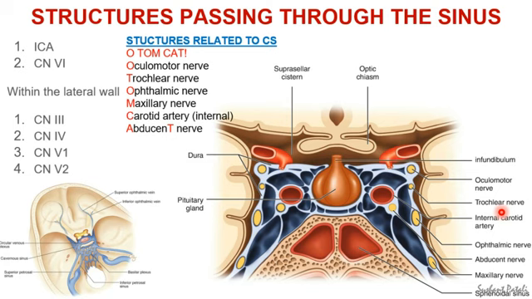The third structure, the ophthalmic nerve, the first division of the trigeminal nerve, enters the sinus by piercing the cavum trigeminale and also the lateral wall of the sinus, and it leaves the sinus through the superior orbital fissure by dividing into lacrimal, frontal and nasociliary branches.